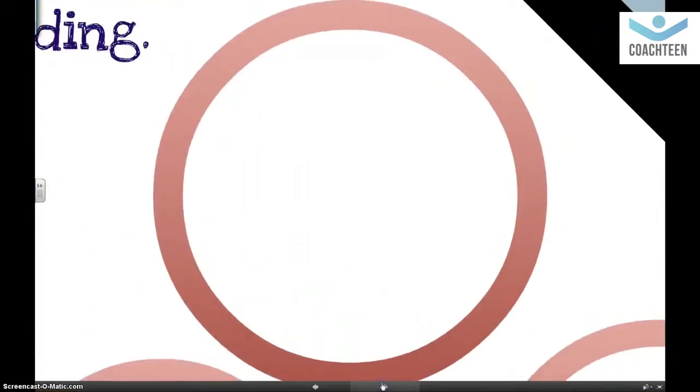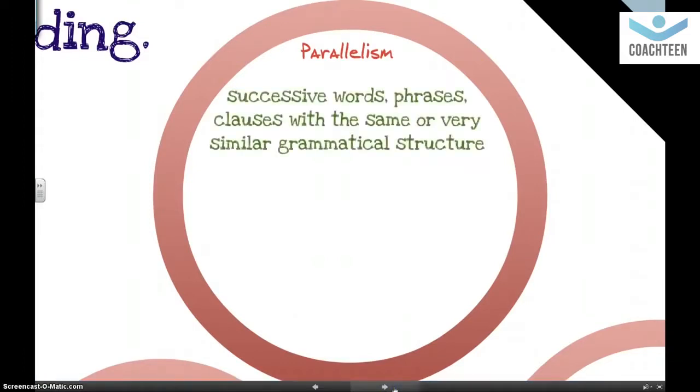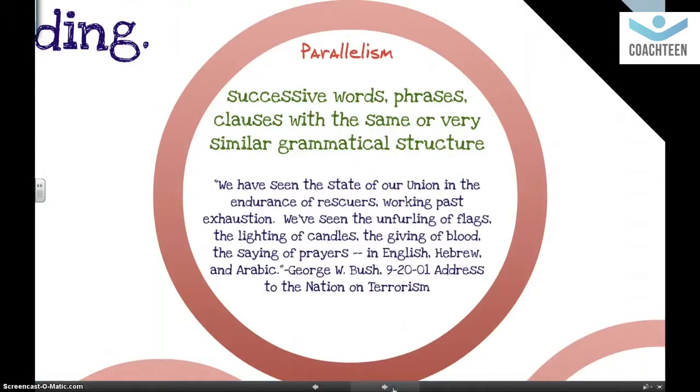Moving on to parallelism. We've talked about parallelism before when talking about thesis statements, but this is also a rhetorical device. So in parallelism, you have successive words, phrases, or clauses with the same or very similar grammatical structure, like we said before. Here's an example. And this is one that George Bush gave soon after 9/11. So let me let you listen to that one as well.